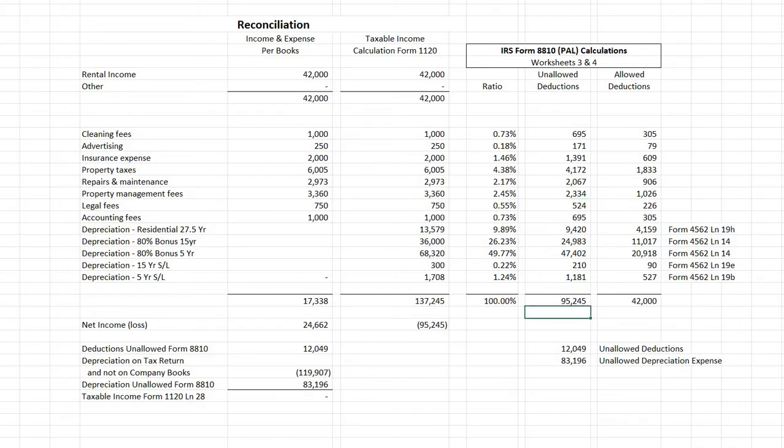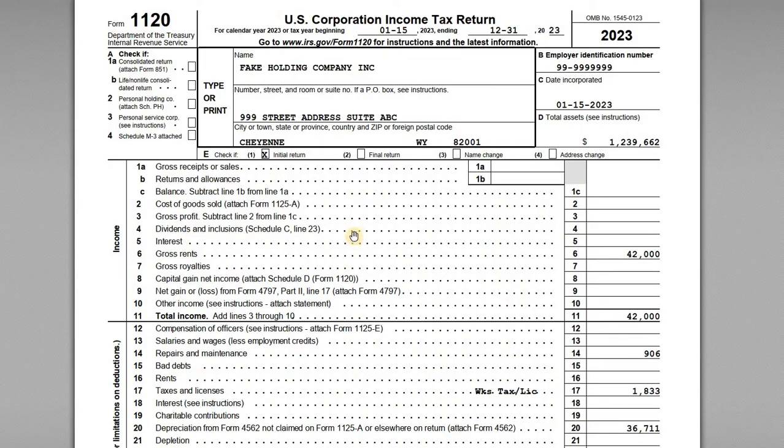All right, so let's have a look at the forms and start going through all of these. So the basic stuff at the top here, right, we've got the name of the corporation, mailing address. We do mark in item E that it's an initial return. We have the company's EIN, the date it was incorporated, and then the total assets per Schedule L on the balance sheet.